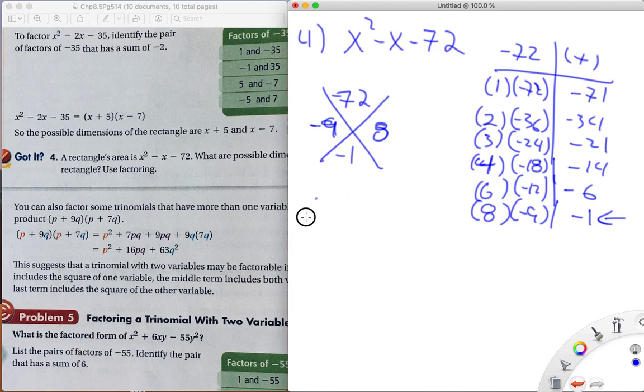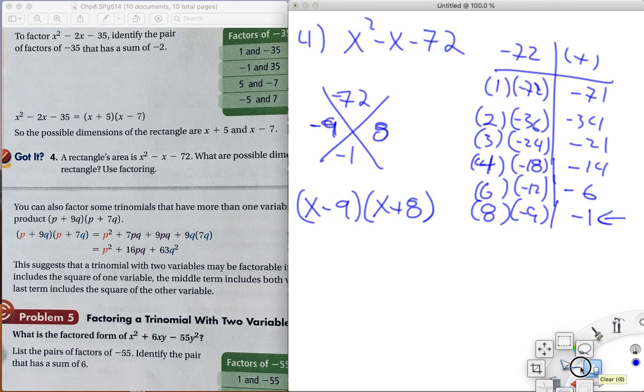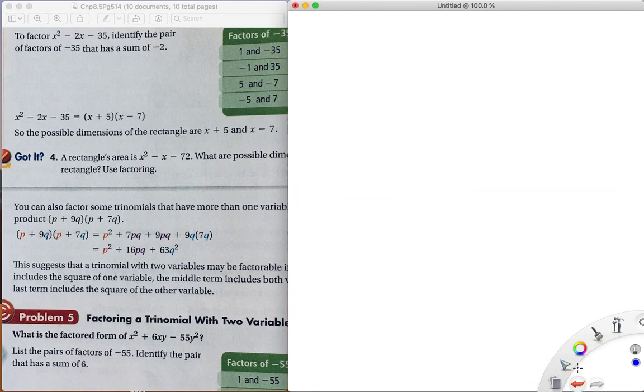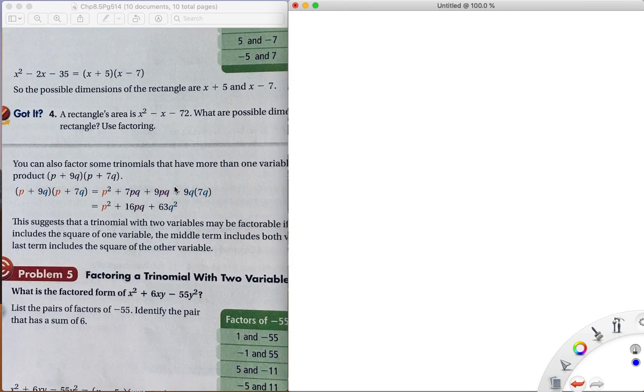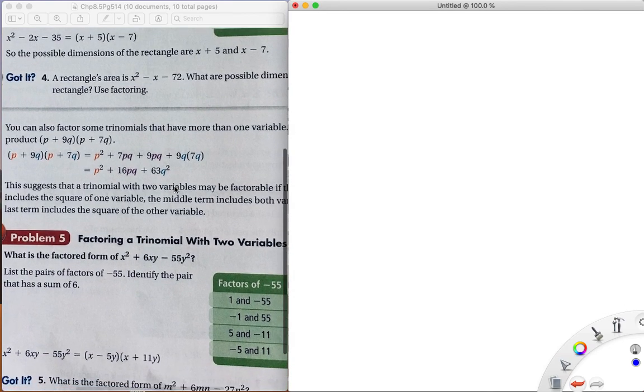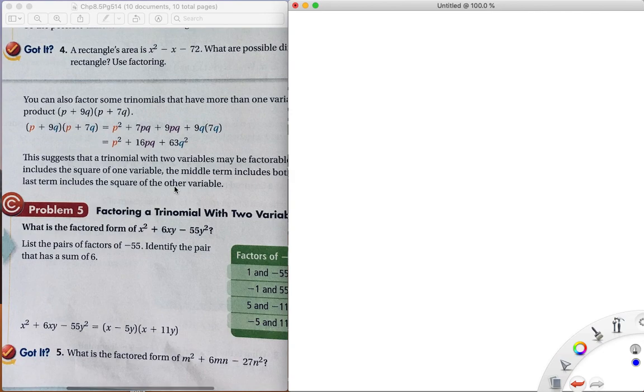So when I put this together, it's going to be x minus 9 times x plus 8. Okay. The last thing is multiplying factors with more than one variable. So here's how this is going to go. The book gives me x squared plus 6xy minus 55y squared.